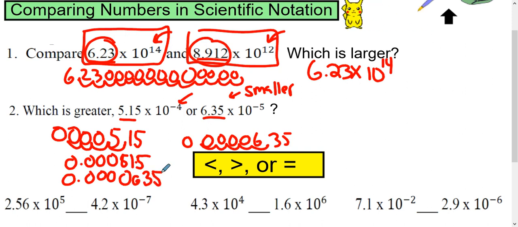So, which is larger? This is greater. It's closer to 0. All right, so this is the greater number. That's basically what I wanted to take a look at.